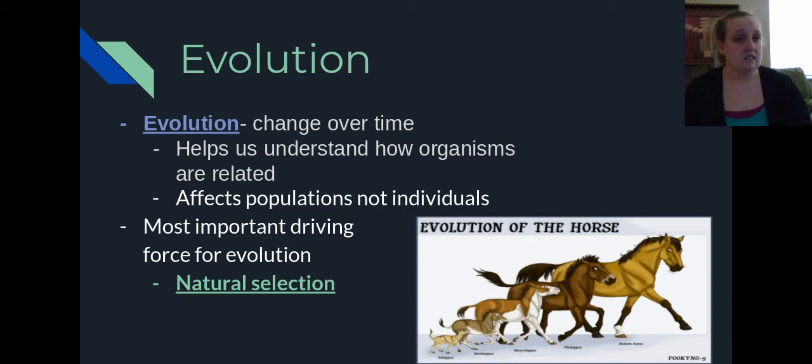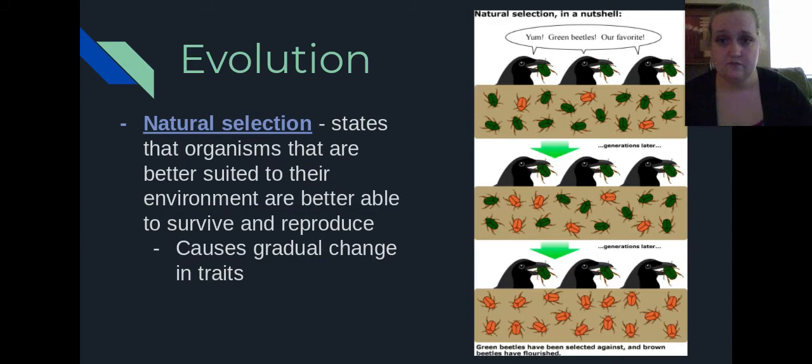And we'll look at dogs, which are an example of artificial selection. Humans have bred dogs to get different breeds, but they all originate from one source. The most important driving force of evolution is natural selection. That's one of the things that will be a homework question, so make sure you highlight that.